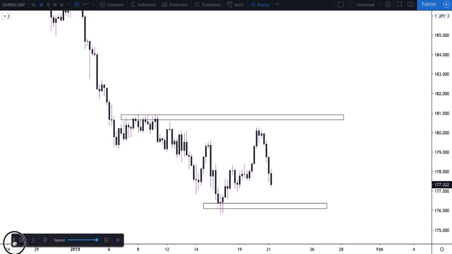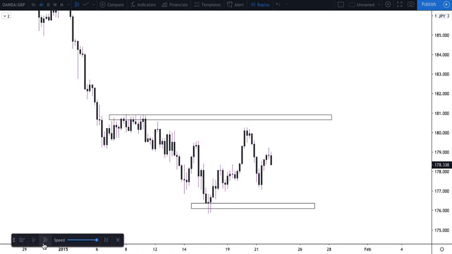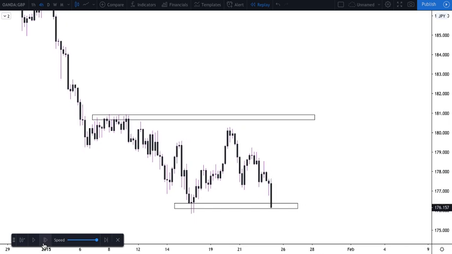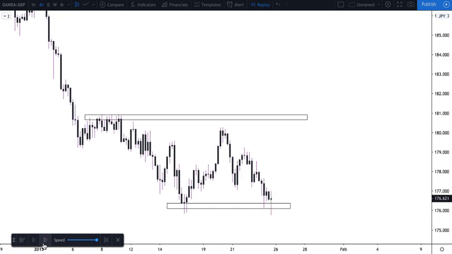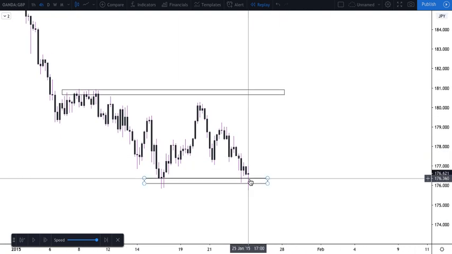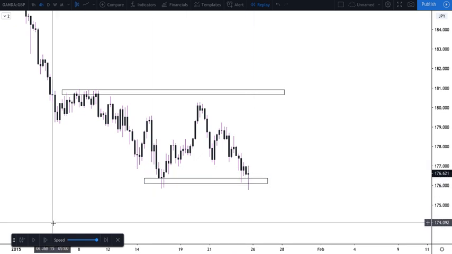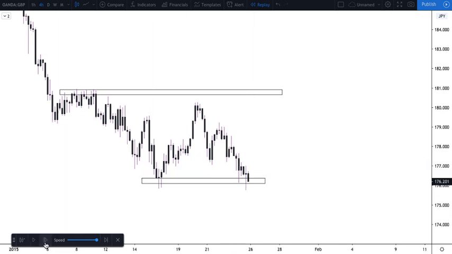I have my replay tool right here. Let's see. Okay, so we see price starting to push up. Now we're at our support zone. Are we going to break or bounce? Let's see what happens. Okay, so we're showing signs of rejection right here. I'm going to wait for one more candlestick to confirm if we're going to reject.